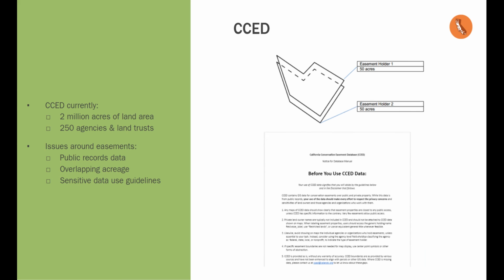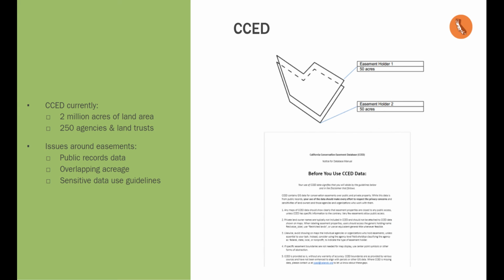In the database, there are approximately 2 million acres of lands and 250 easement holding agencies represented. However, the work on CCED is still in progress. We know we are missing easements and have others that are not quite right. Here are some key pieces to understand.